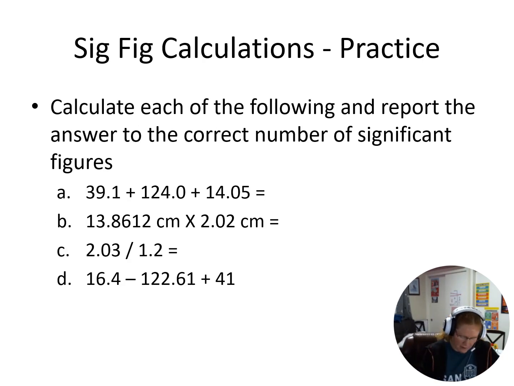Okay, all right, so our first example is some addition. So when you add these numbers together, you're going to get 177.15. So when I look at this, addition and subtraction, we can only keep the least number of decimal places. So here I have 1 decimal place, 1 decimal place, 2 decimal places. So 1 is my least number of decimal places. So I draw my line there. Okay, 5, we round up. So I'm going to get 177.2.